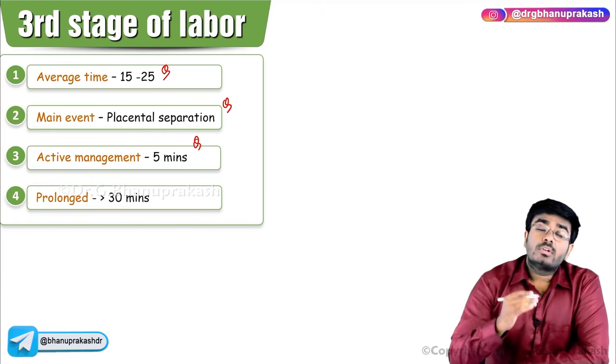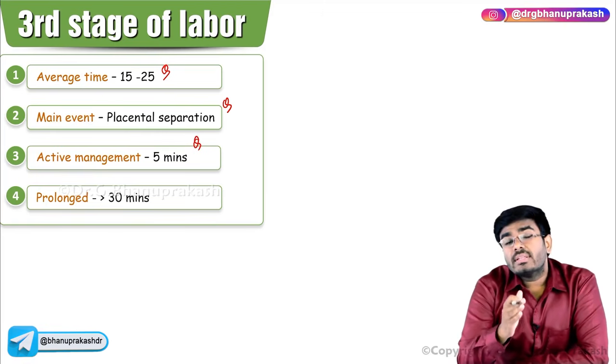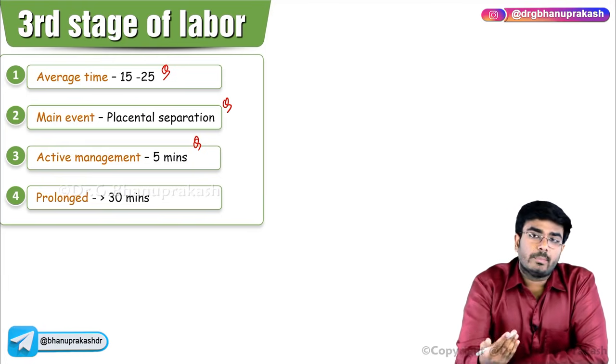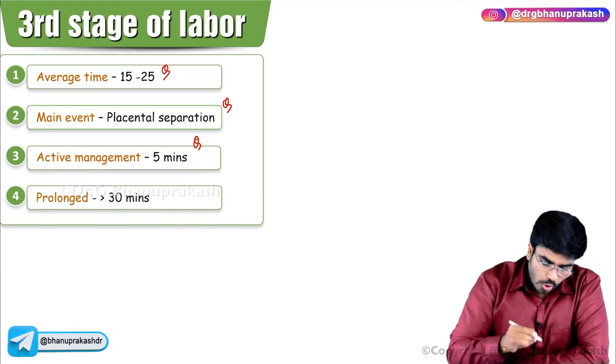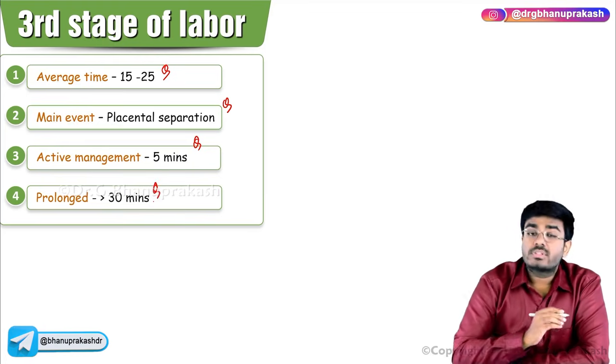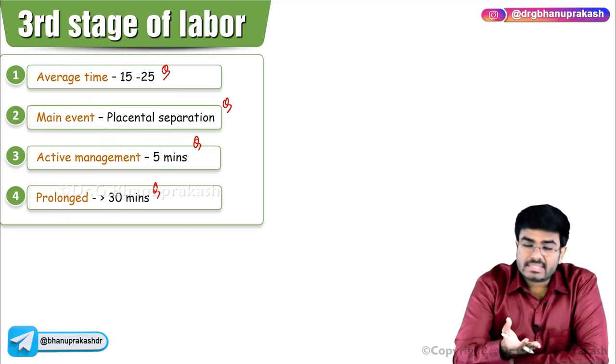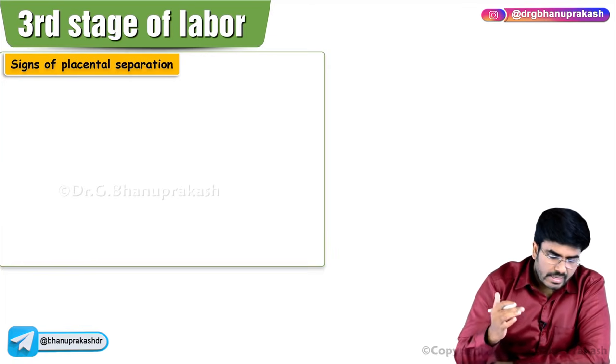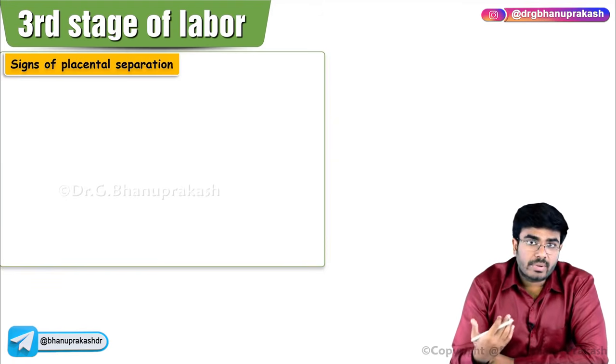Now if the third stage of labor takes more than 30 minutes for the separation of placenta, it should be considered as prolonged third stage. Okay, so these are some important direct single liner kind of questions which will be coming up in the exams. Now after this, let's see what are the signs of placental separation.